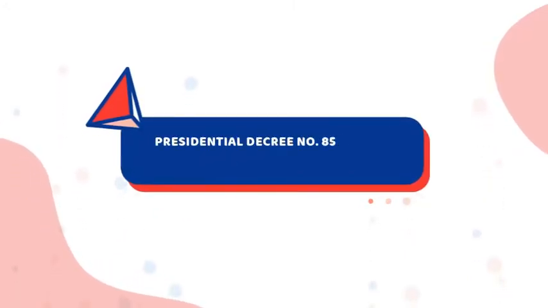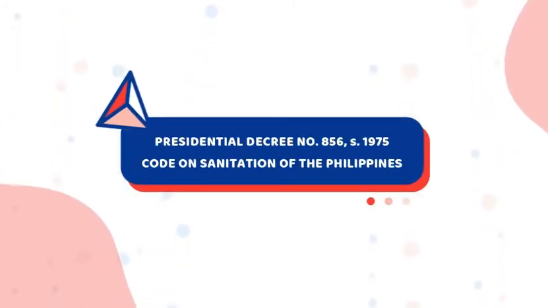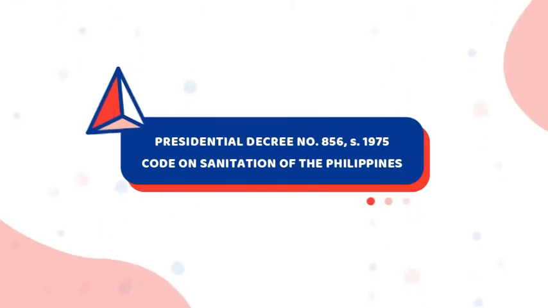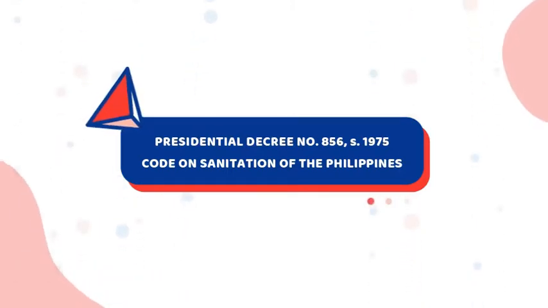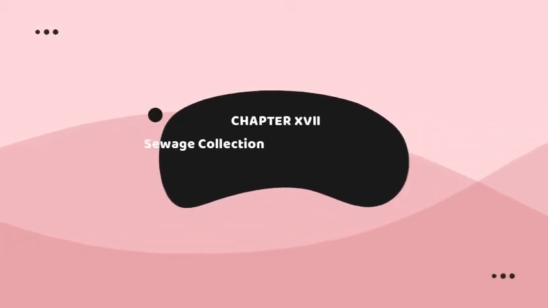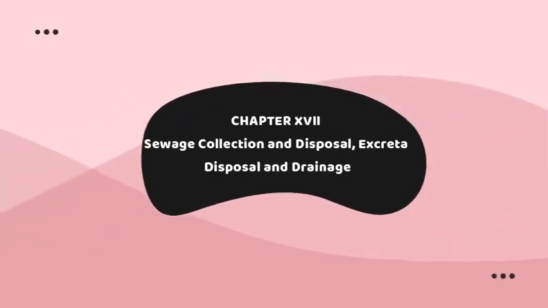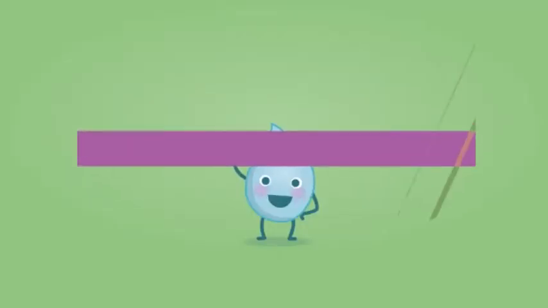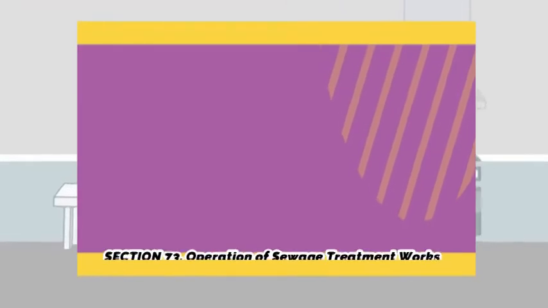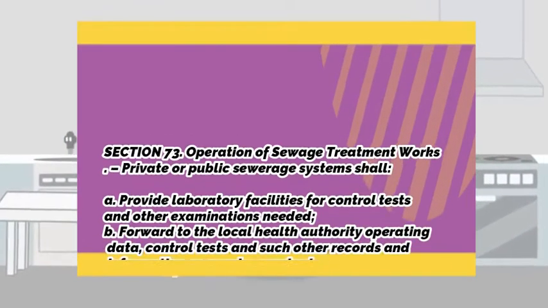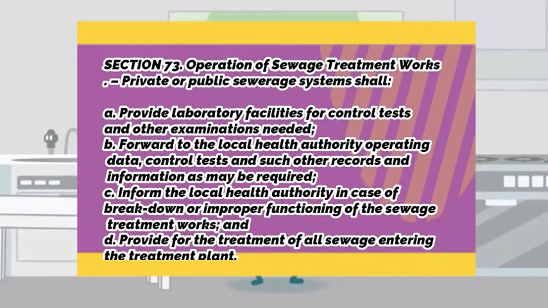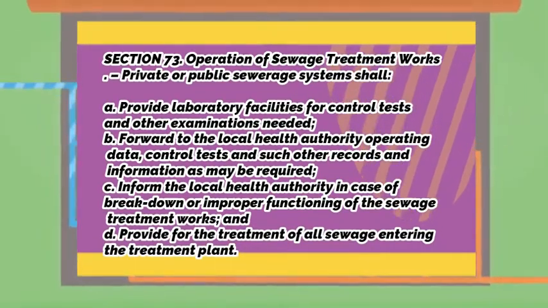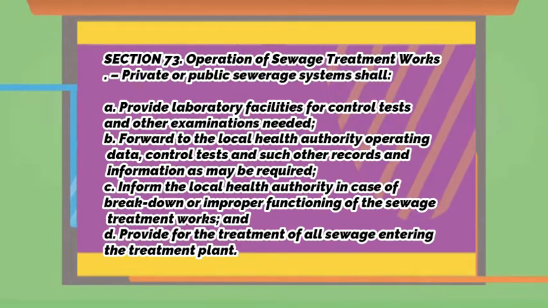Presidential Decree Number 856, Series of 1975, Code on Sanitation of the Philippines. Chapter 17, Sewage Collection and Disposal, Excreta Disposal and Drainage. Section 73, Operation of Sewage Treatment Works. Private or public sewerage systems shall: Letter A. Provide laboratory facilities for control tests and other examinations needed.